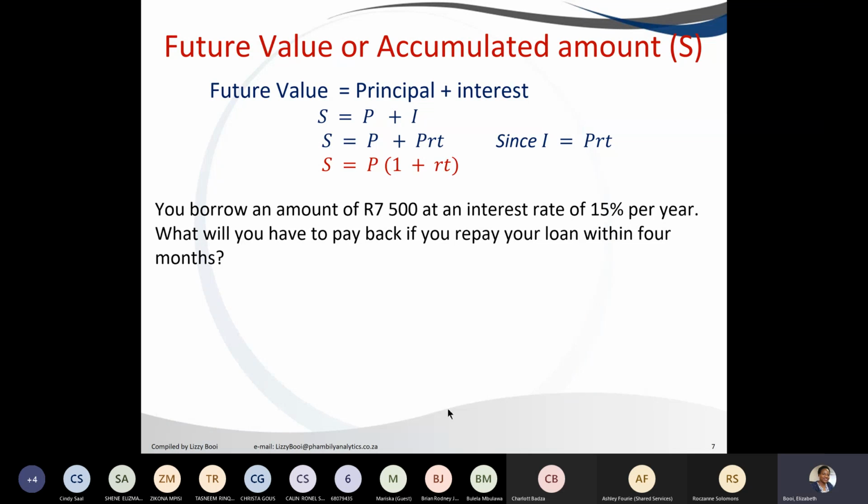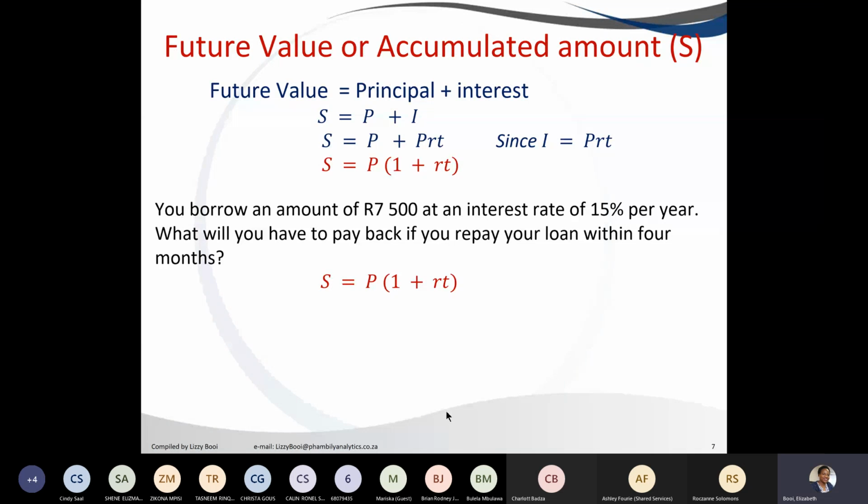So if we look at this example, our term or period is 4 months. Since it is 4 months, we need to convert these 4 months to a full year. And converting 4 months, we need to divide by 12 in order for it to convert to a year from being a monthly repayment.